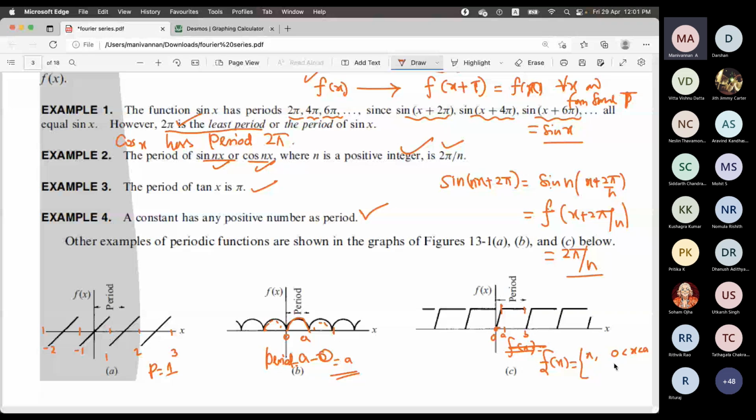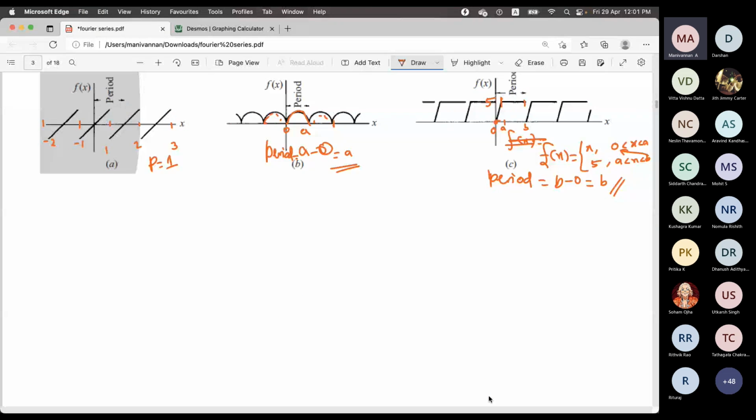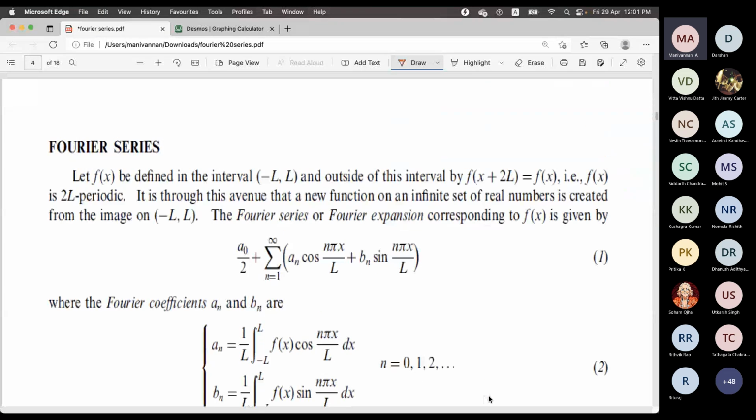So my f of x may have 0 less than x less than a, where suppose I am going to use x, and then a less than x less than b, where suppose this itself is some number, possibly 5. So if I want to consider the period, then it is the length of the interval, b minus 0. So b is the period. In this way the period can be calculated.